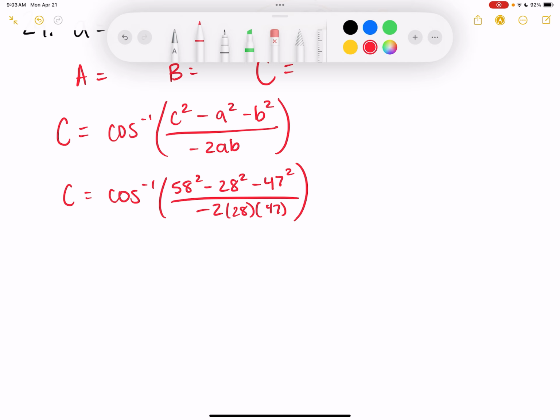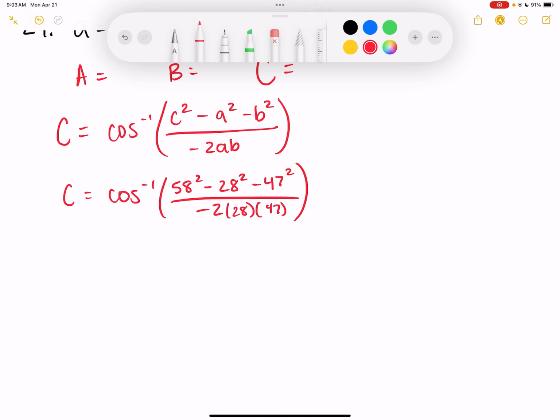A lot of times what I do is I'll actually solve the fraction first, then I'll put it into the inverse. So I think I've talked about this before, but if I want to do a fraction bar, I can do alpha y equals, and it'll bring up a fraction bar for me so that I can type this stuff in. So it'll be 58 squared minus 28 squared minus 47 squared, and then on the bottom, negative 2 times 28 times 47. And notice it's currently giving it to me as a fraction still, which is fine, obviously.